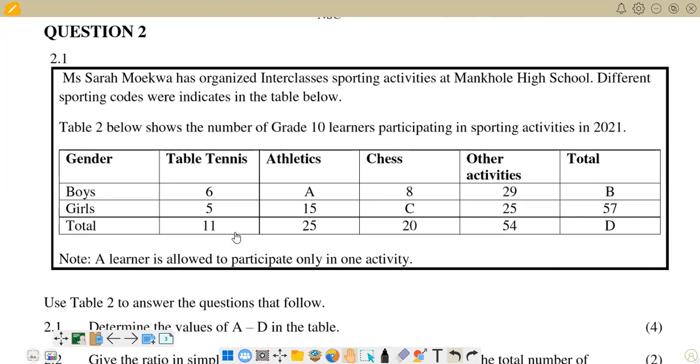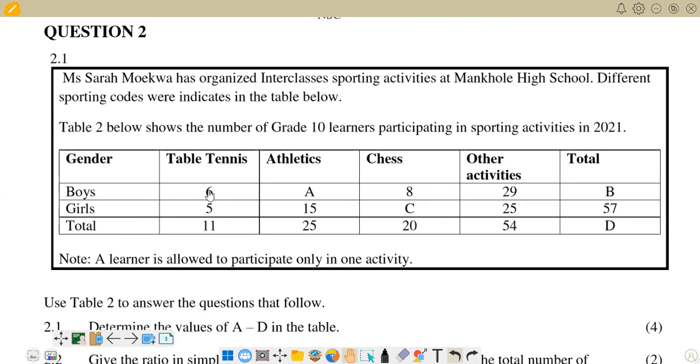So what does it mean? It means the total that we have at the end represents the total of all these ones. For the total at the end, we add the figure for table tennis, athletics, chess, and other activities, then we get the total. So that's what we have in terms of going along the rows. Then on the columns, we also have the total row. It also represents a total, where we are adding vertically now.